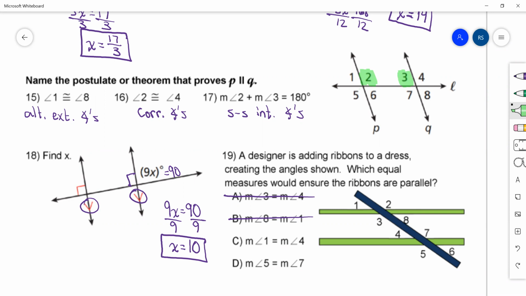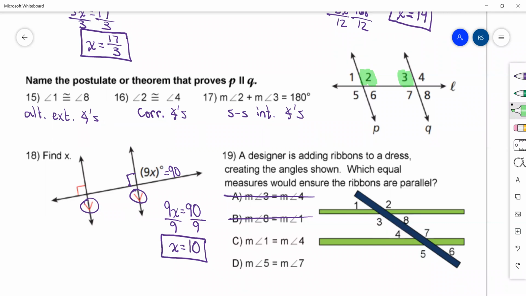Angle 1 is equal to angle 4. They're both acute, so they both need to be equal, and they are. Those are a relationship, they're corresponding, so maybe we can't throw it out like we did the others. So let's keep going though, just to make sure.